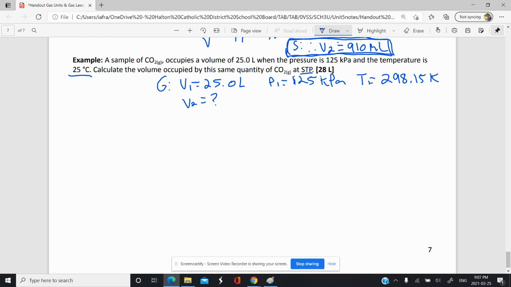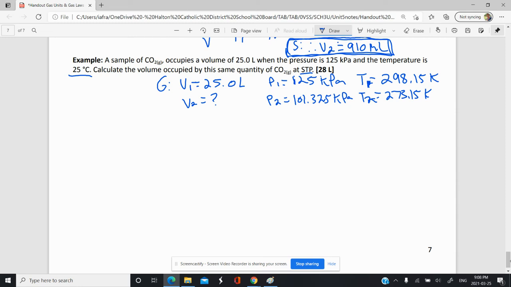So STP is one of those conditions you need to memorize. STP means that your new pressure is going to be 101.325 kPa. And your new temperature is going to be 273.15 Kelvin. So this is T1 here. This is T2 over here.